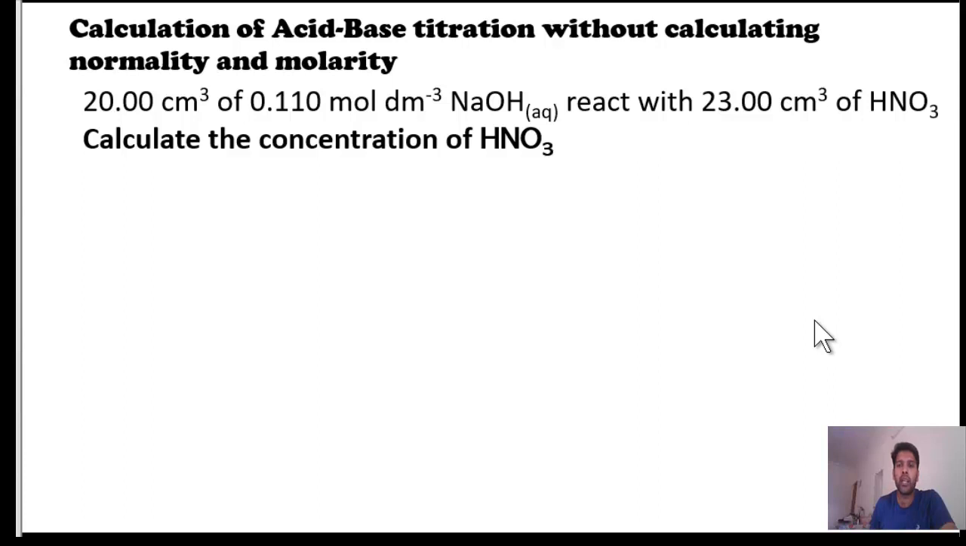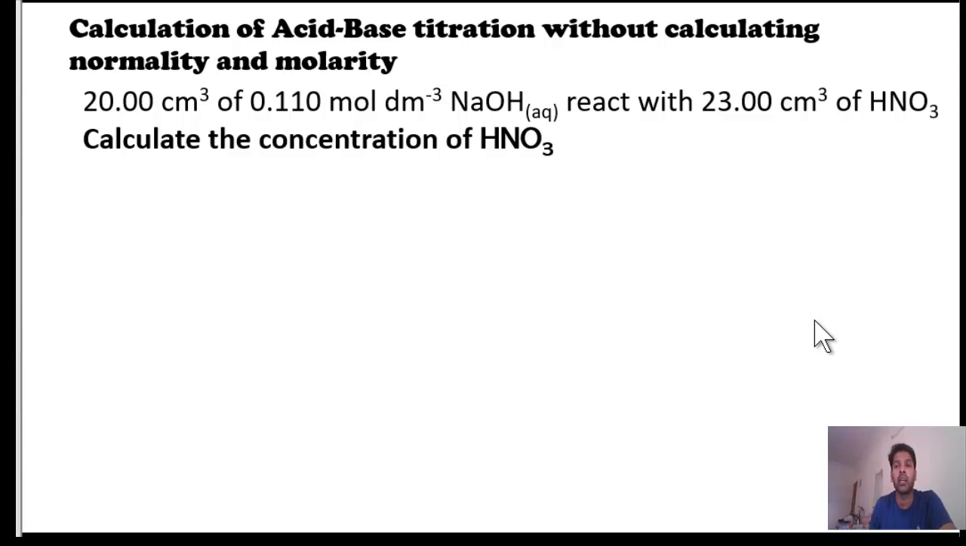Let us try to understand how we can calculate the concentration of an unknown substance in an acid and base titration. Usually, we use the term molarity or normality to represent the concentrations. But here, I would like to represent the concentration in terms of moles per dm cube, that is in 1 liter. Mole is a fundamental unit for the measurement of any chemical entity.